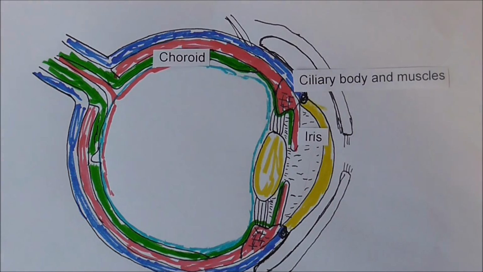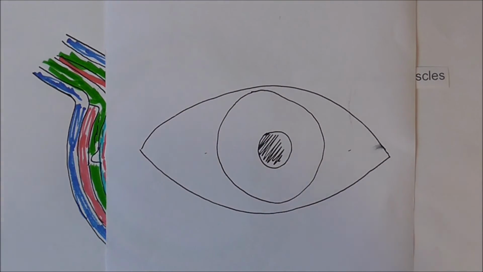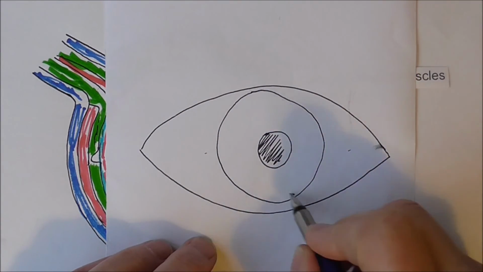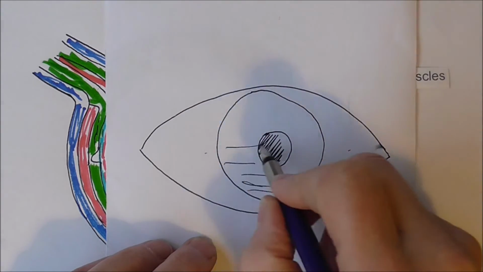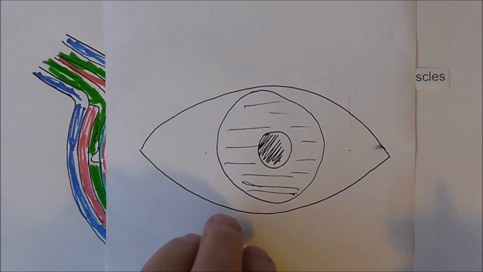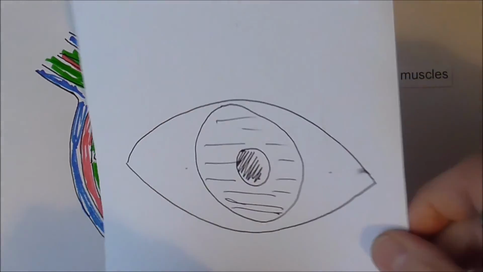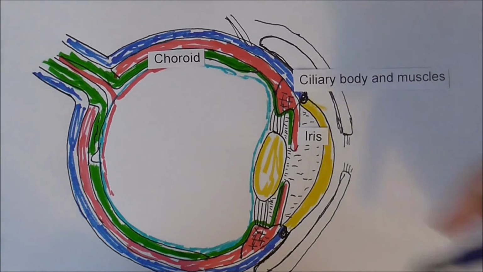And looking at it from the front, the iris is the coloured part of the eye. So if you have blue eyes, that will be blue. That is the coloured part of the eye, the iris. So you're seeing there from the front, of course. Here we're seeing it in section.